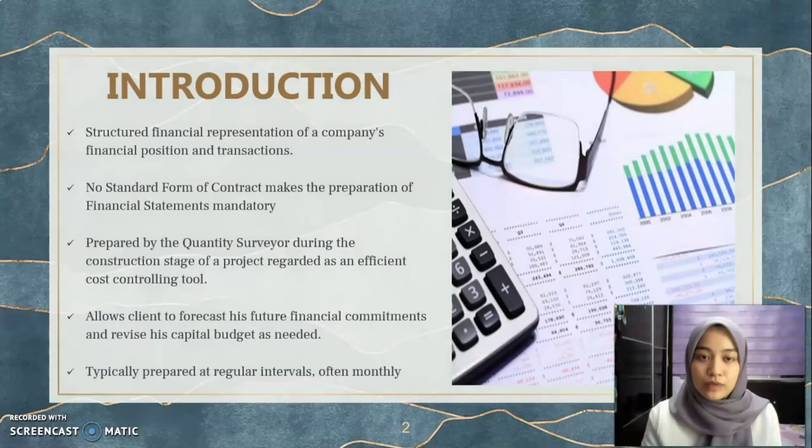So first, we will start with the introduction. The financial statement is a structured financial representation of a company's financial position and transactions. Following that, no standard form of contract makes the preparation of the financial statement mandatory. The financial statement will be prepared by the quantity surveyor during the construction stage of a project as an efficient cost controlling tool. The financial statement is very important to the client because it will allow the client to focus his future financial commitment and revise his capital budget as needed.